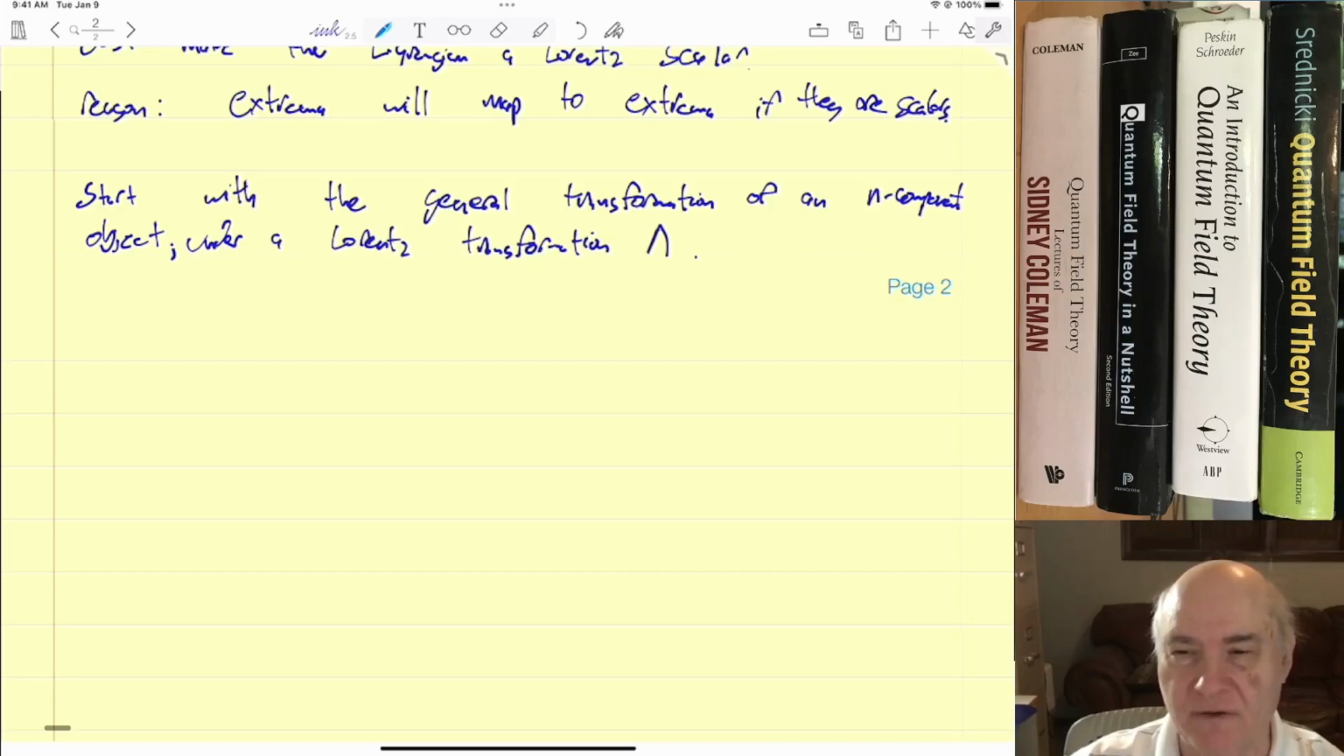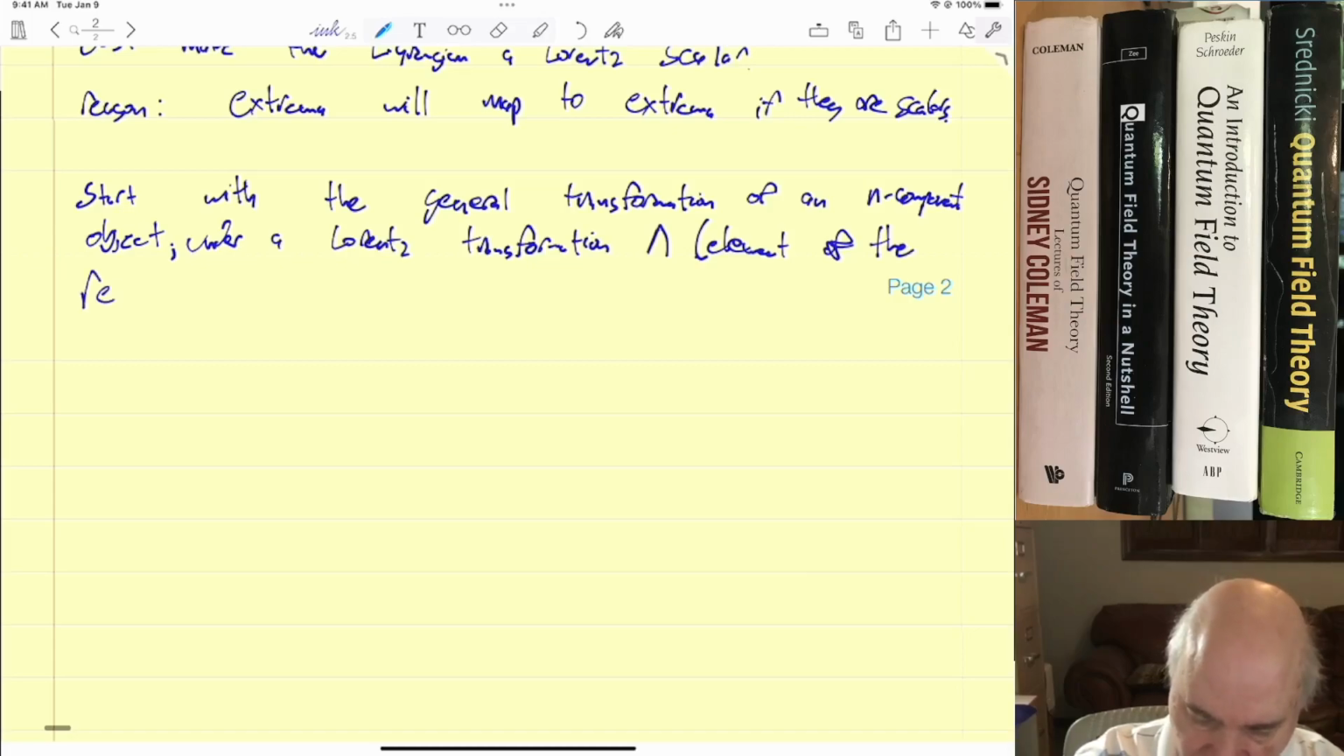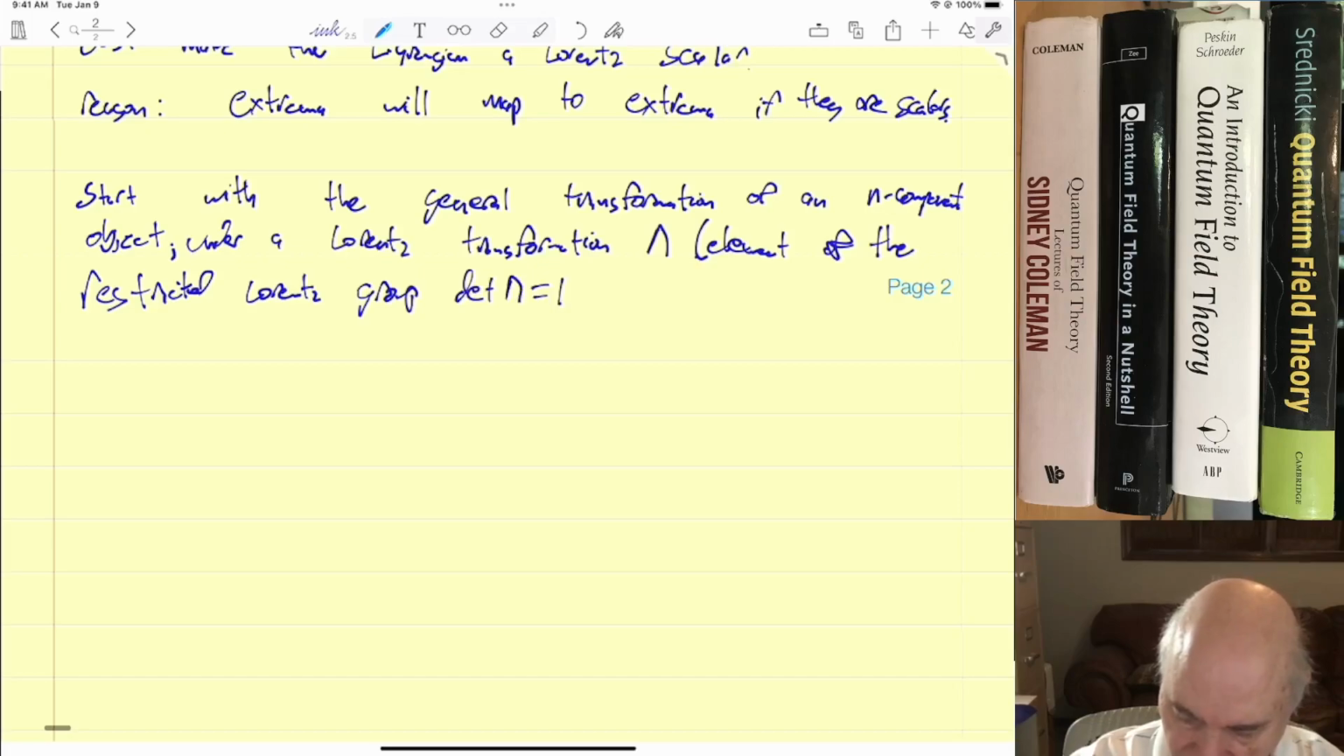We're not dealing with parity or with time reversal or with parity times time reversal. So it's proper, the determinant is 1, and it's what they call, well, the term slips me right now, isochronous or whatever. The time component is maintained, it's not reversed. So we're dealing with an element of the restricted Lorentz group. I think the determinant equals 1 and lambda 0,0 is greater than or equal to 1.